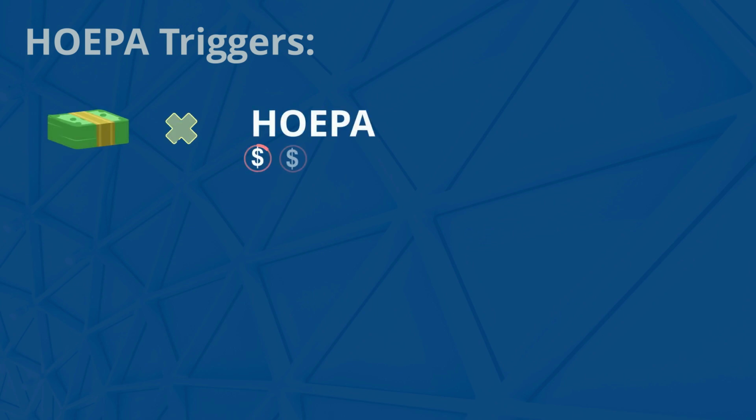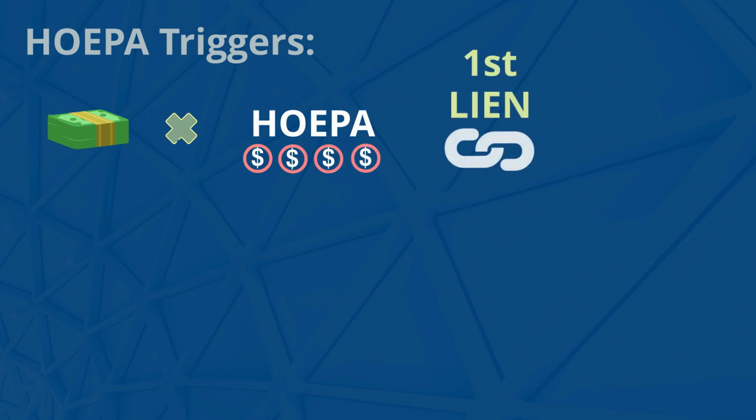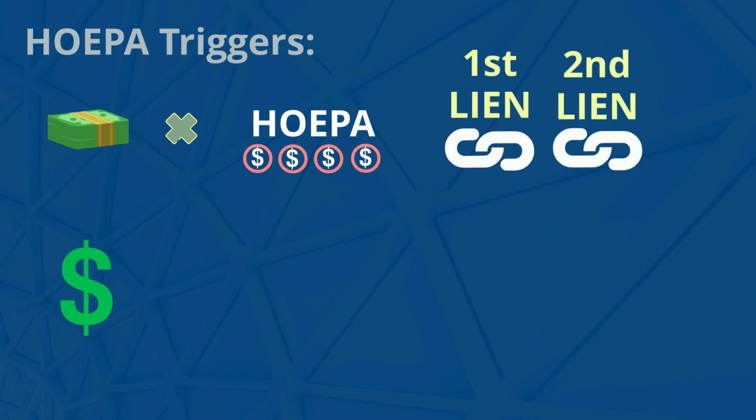High Cost Trigger Test 1. Multiply the loan amount by the HOEPA points and fees trigger depending on whether it's a first or second lien. If the fees meet or exceed this amount, the loan is identified as a HOEPA loan.